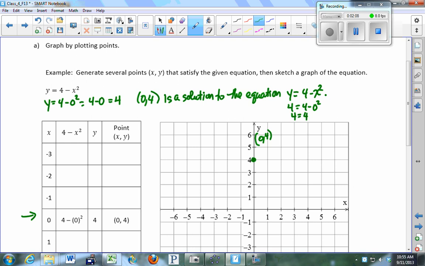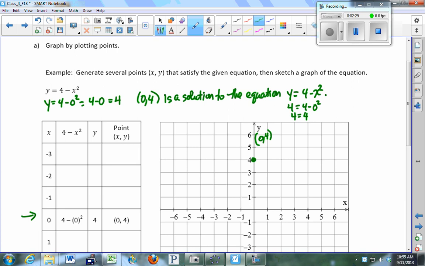The left side equals the right side, right? So as Ian says, you plug the coordinates into the appropriate places. 0 goes in for x, 4 goes in for y. You do whatever it tells you to do on the right side in this case, because this equation is solved for y. And if the left side equals the right side, you're golden. That's a solution. That makes the equation true.